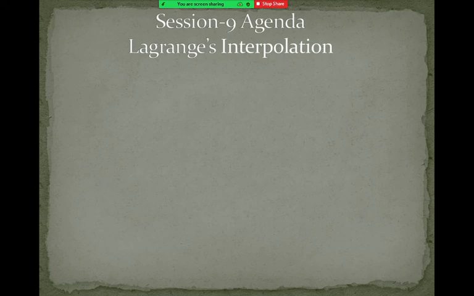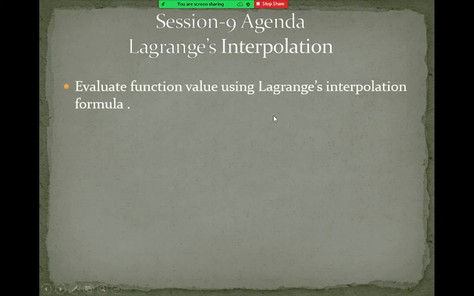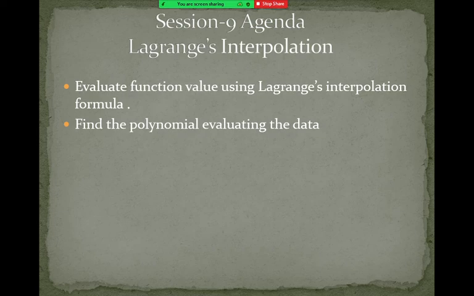The first one is that we are going to use Lagrange's formula for interpolating a value. That means we are going to find the function value using Lagrange's formula, just like Newton's forward and backward. Similarly, we can find an interpolating polynomial with Lagrange's formula. So all three methods have the same agenda: all three can be used to interpolate, that is, to find the function value at a given x.